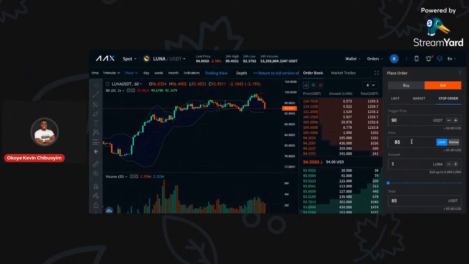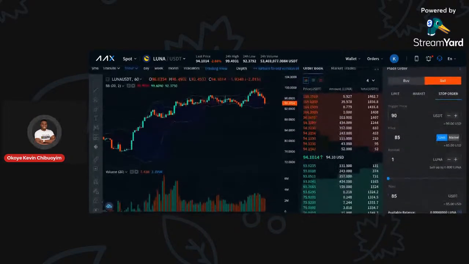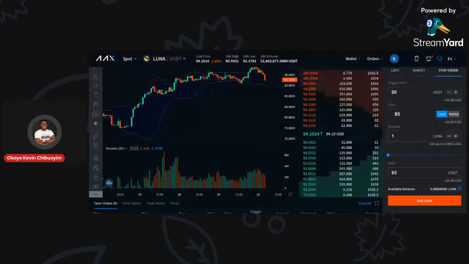Trigger price is different from the actual limit price. In a stop loss order, we have the trigger and then the actual limit price. The limit price is the price you want it to sell at, while the trigger price is the price that tells the exchange, get ready to sell. If it falls below 90 and keeps going down to 85, sell for me. And then it is going to sell for you at 85.